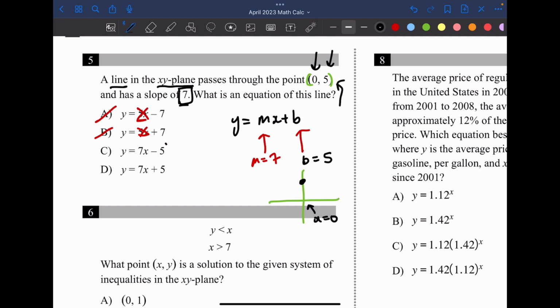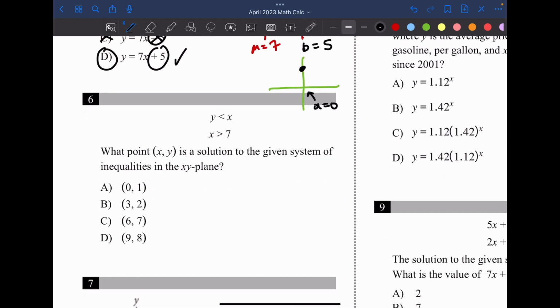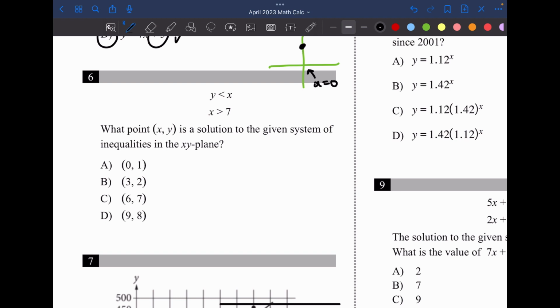That means, is it going to be negative 5 or positive 5? The answer must be D because it's positive and not negative. So the answer is D. Pretty simple. Just use the information that you got in the question. Very, very simple.